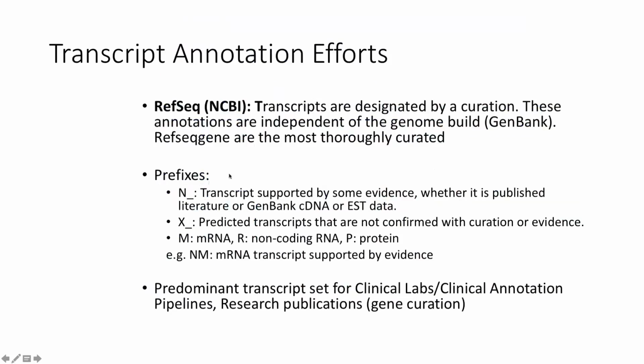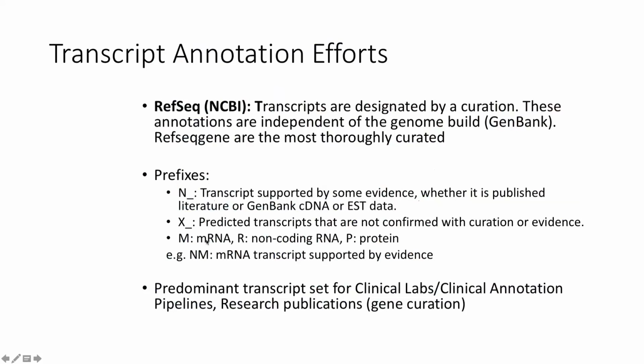These are the prefixes you will most commonly see. So N is one of the most common ones. This means that the transcript is supported by some evidence. It might be published literature. It might be being seen in the GenBank database, as I had mentioned. X is actually a predicted transcript, and so we largely don't annotate or name variants on these transcripts. They're not necessarily confirmed with curation or evidence.